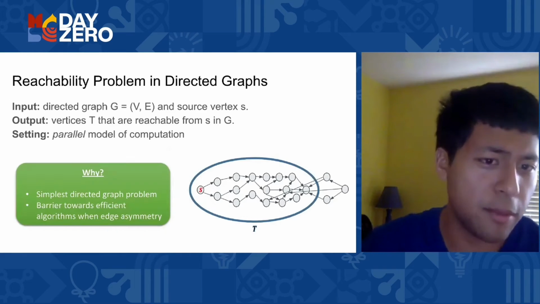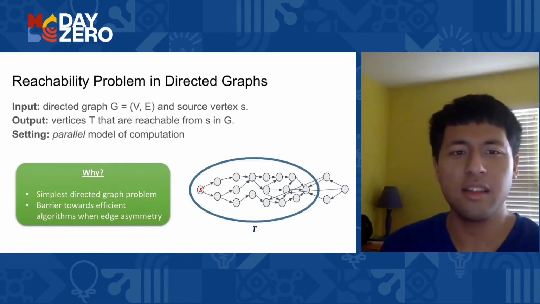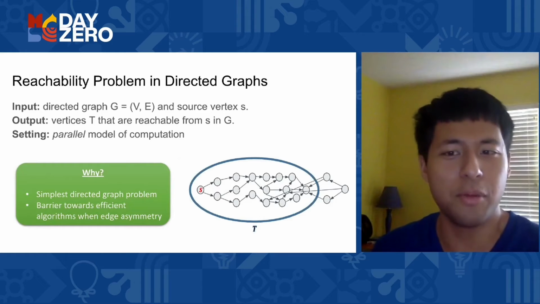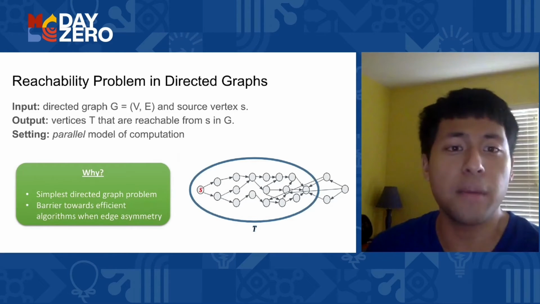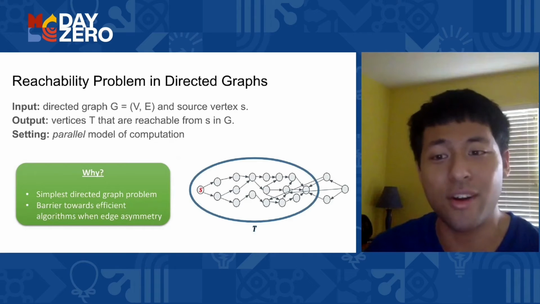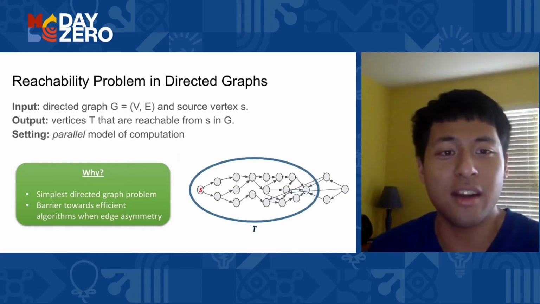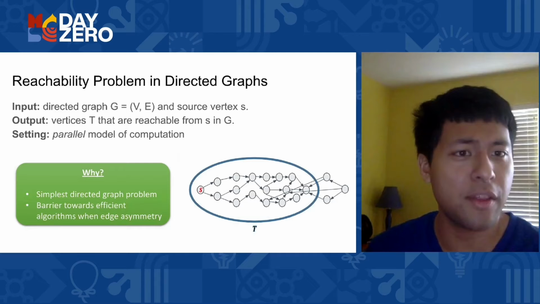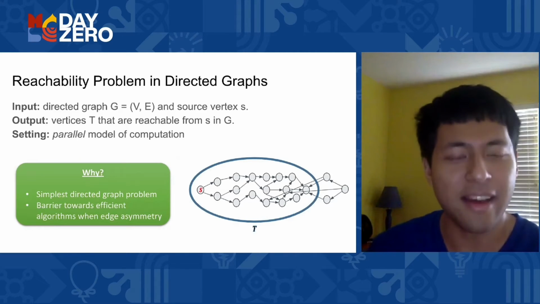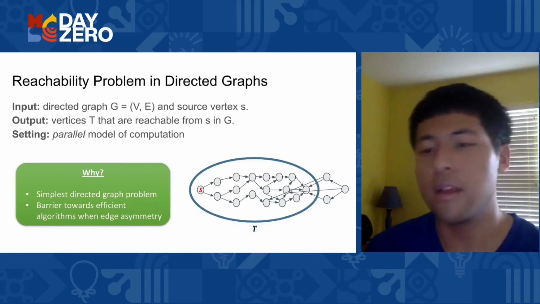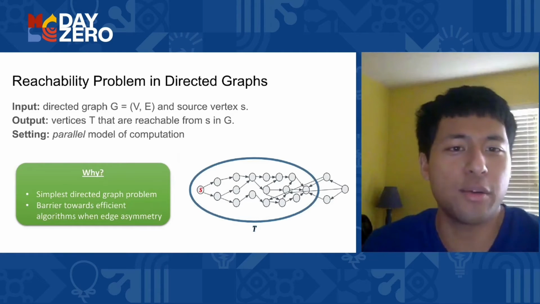And why the reachability problem? Well, it's basically the simplest problem on graphs. So if we want to understand whether we can process directed graphs in parallel at all, it's very important that we understand how to solve this reachability problem. And on the other hand, the fact that we don't even understand how to do reachability in parallel optimally shows a lack of understanding in how to process directed graphs at all in parallel.